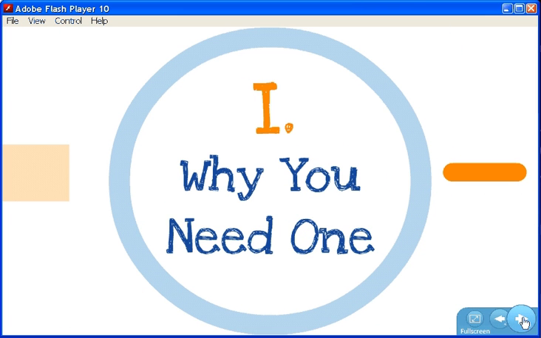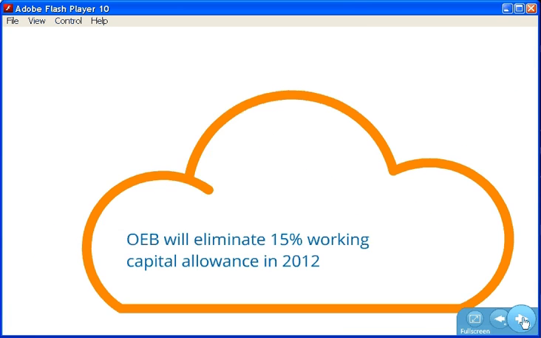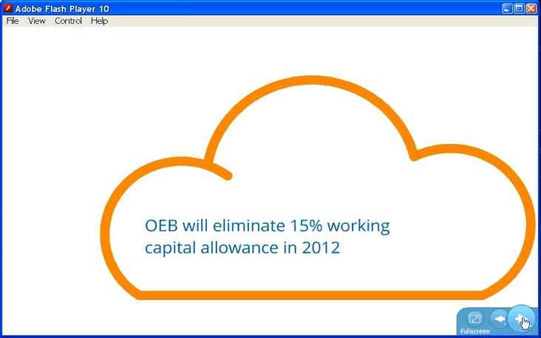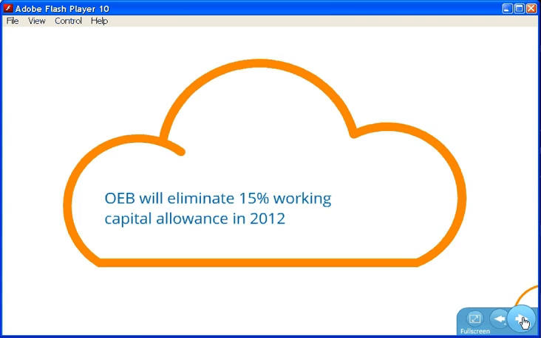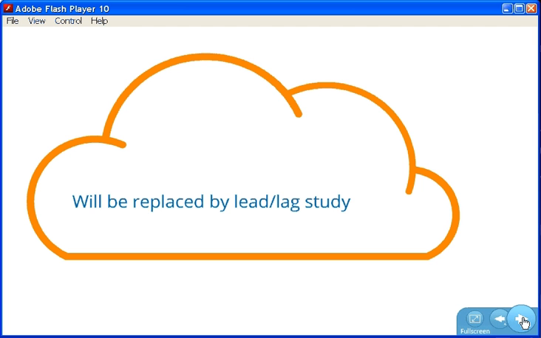So why do you need one? In the last filing requirements published in June of last year, the board stated, and I quote, "2012 will be the final year for which the 15% allowance approach will be allowed as a default value." And the board also said that it was only reviewing the possibility of requiring lead lag study. What this tells us is that LDCs will have to use lead lag studies.